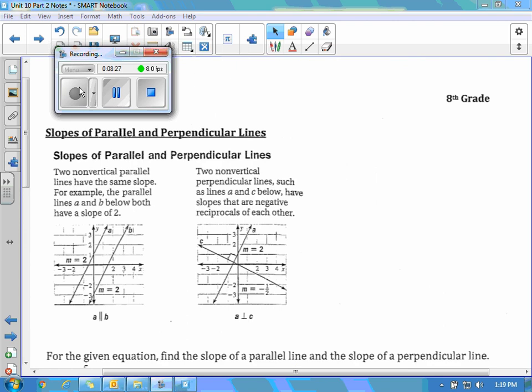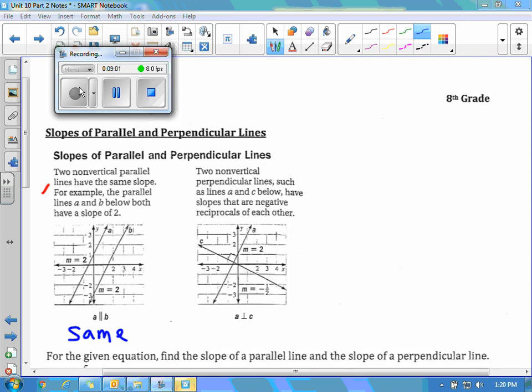On the next page, we are talking about the slopes of parallel and perpendicular lines. So this is something that you're really just going to have to memorize. There's really no shortcut way to think about it. It says 2 non-vertical parallel lines have the same slope. For example, the parallel lines A and B below both have a slope of 2. Just a reminder, parallel lines are lines that are never going to touch. And as it just told us, parallel lines will always have the same slope.